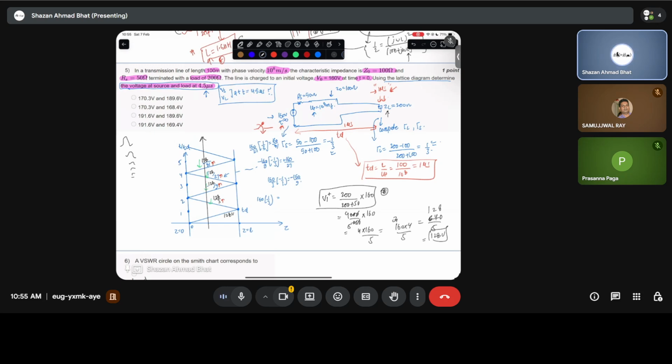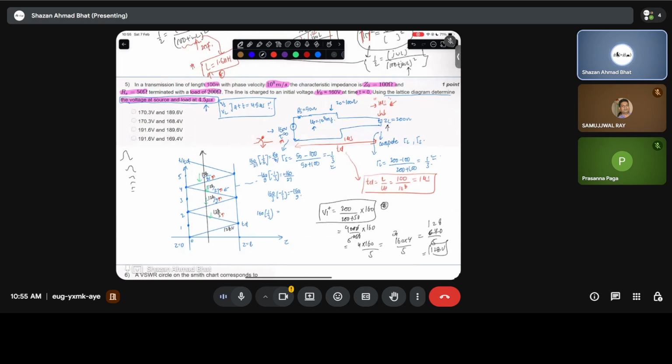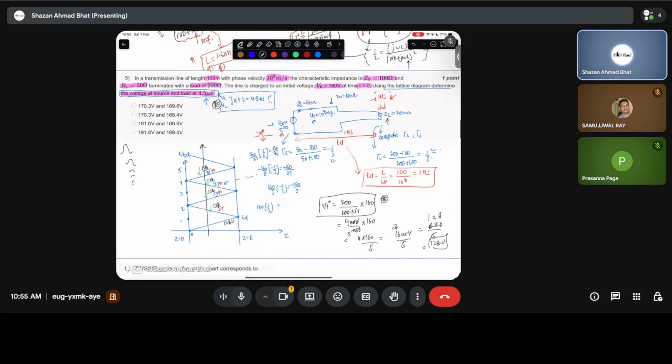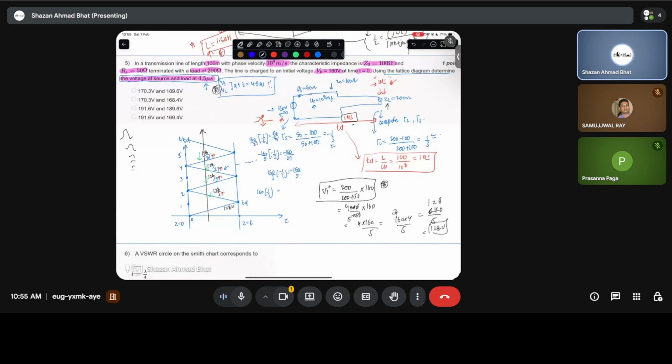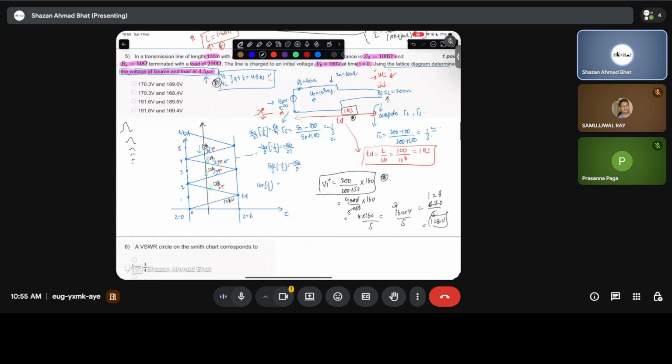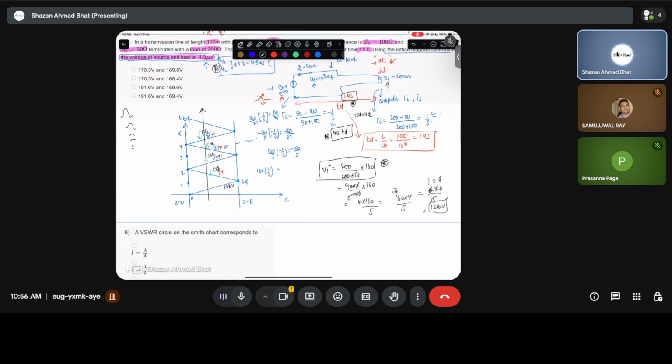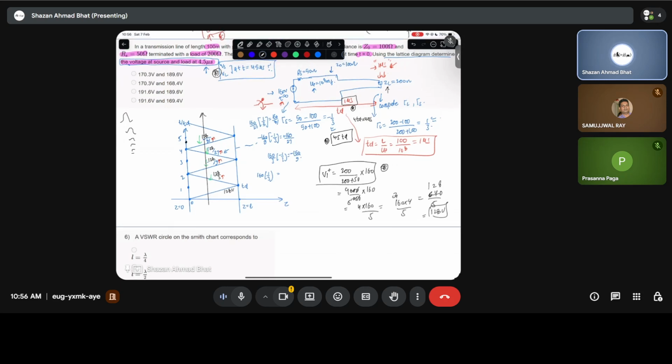Now, what we were supposed to compute is the voltage at the source and the load end at time t equals 4.5 picoseconds. We need to see how much that is in terms of TD. If 1 TD is 1 microsecond, then 4 TD will be 4 microseconds, and 4.5 microseconds will be 4.5 times TD. So we need to see the voltage at the source and the load end at 4.5 TD.